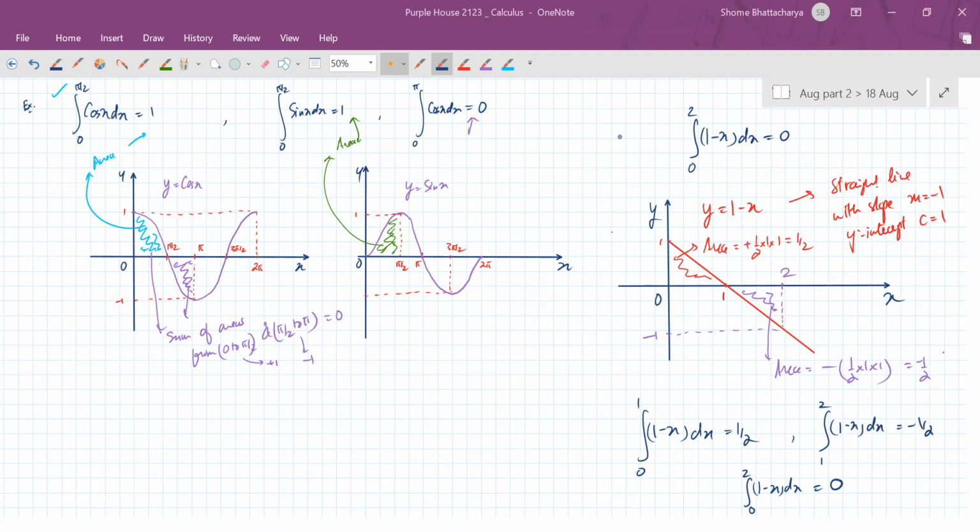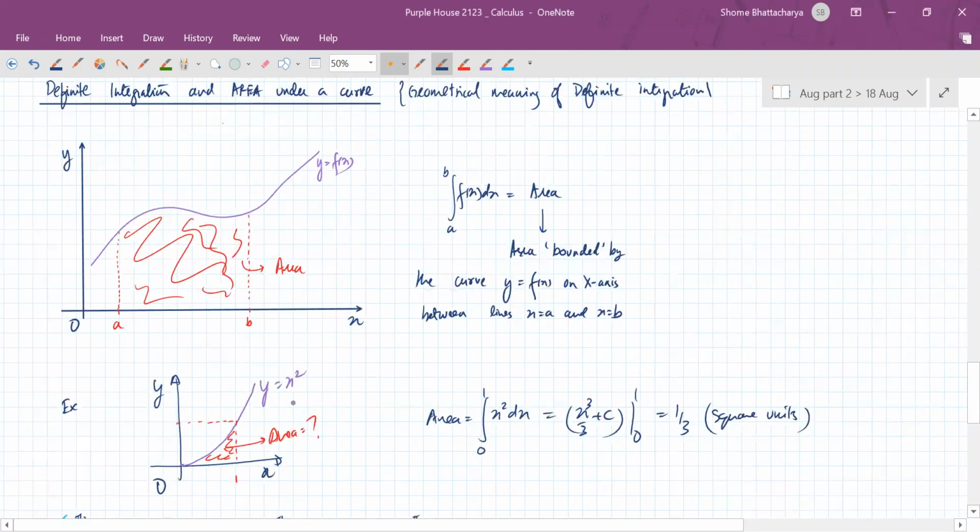Sir, can you scroll up for that hyperbolic example? Come again, I didn't understand. Can you scroll up for that second example of this definite integration? Yes, this one, sir.